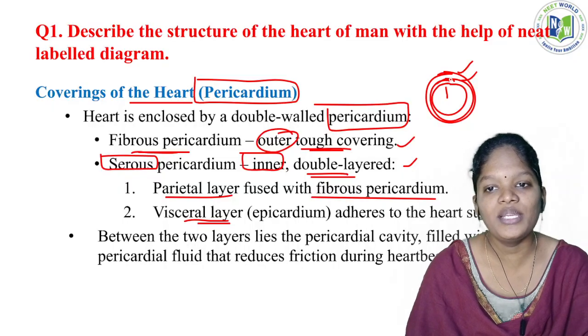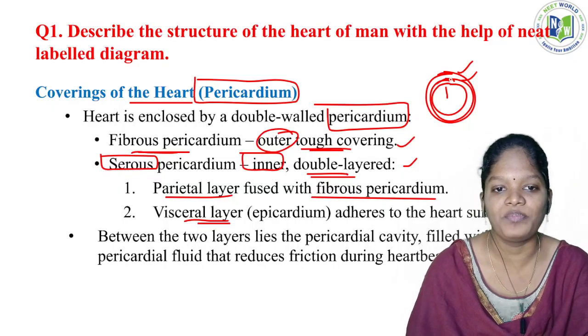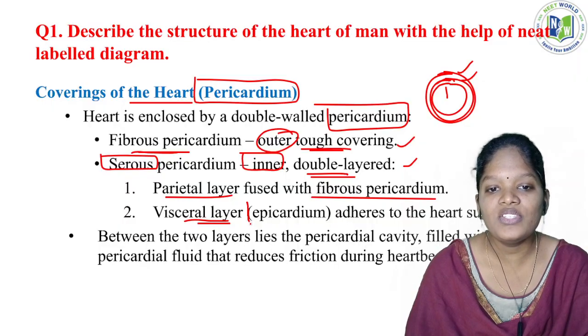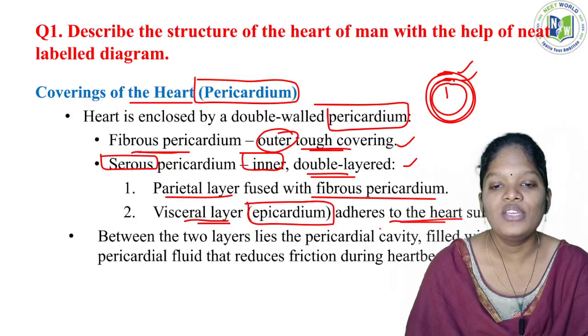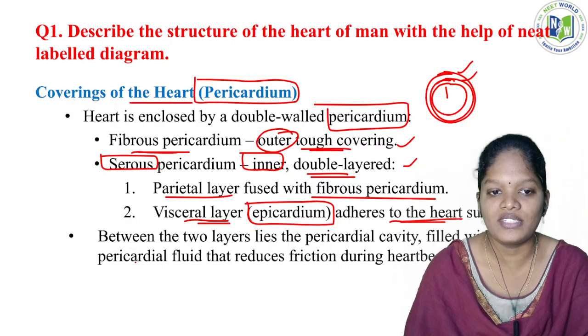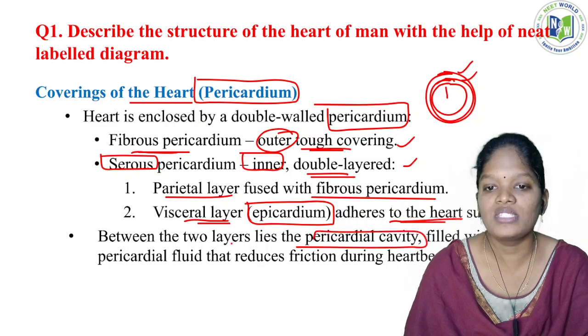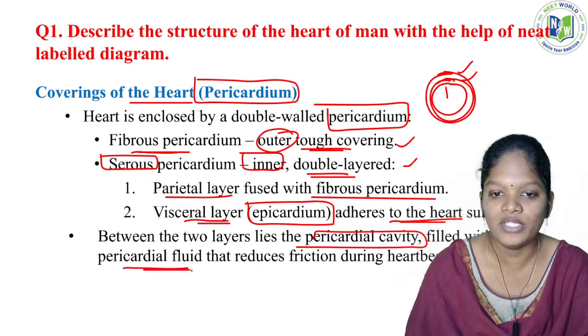That's the outer layer, which is called the fibrous pericardium. Now the visceral layer, which is called the epicardium, adheres to the heart surface. So this makes the heart surface. Now between these two layers lies the pericardial cavity, which is filled with the pericardial fluid.